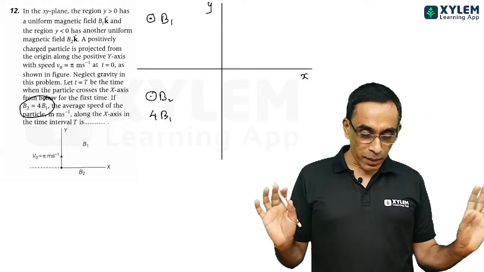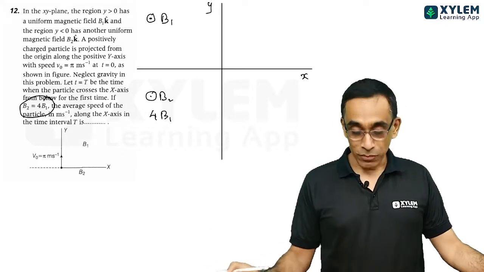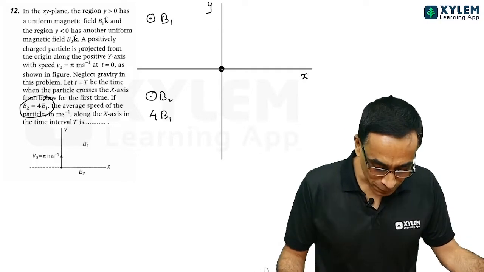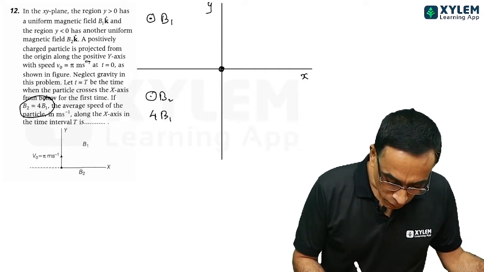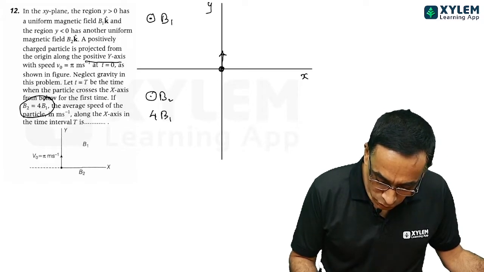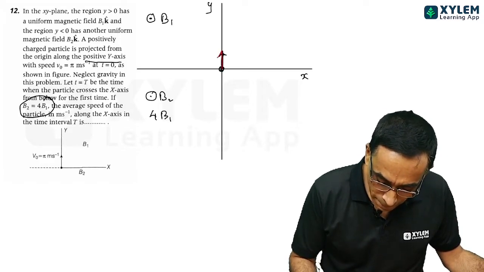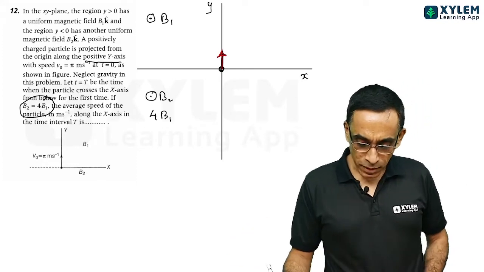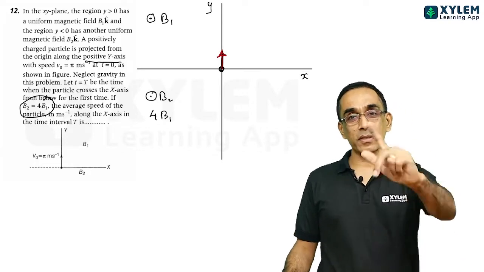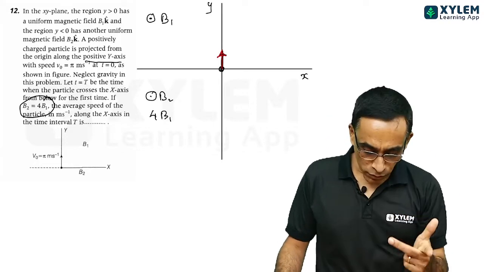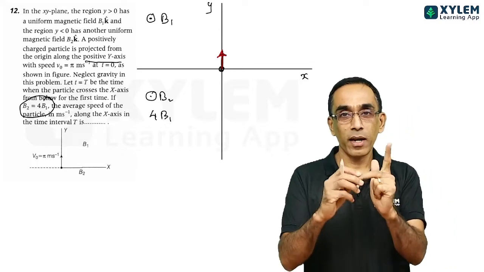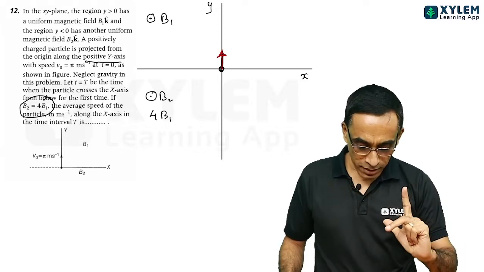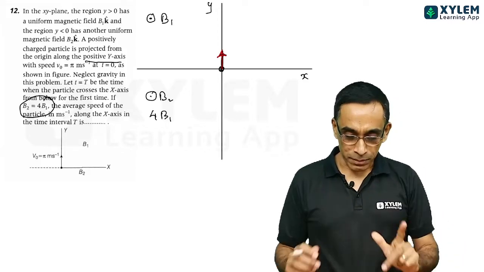A positively charged particle is projected from the origin. From the origin, you kick a football. In which direction? In the positive y direction. So you are kicking your football in this direction, with a velocity v. What will happen? Just use Fleming's left hand rule for the force. The positively charged particle is moving along your middle finger, the magnetic field is along the index finger, and the force will be along your thumb.